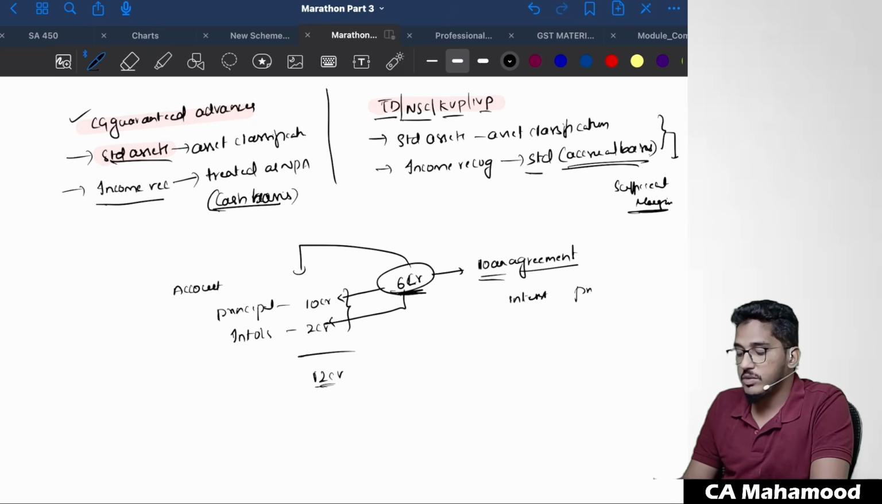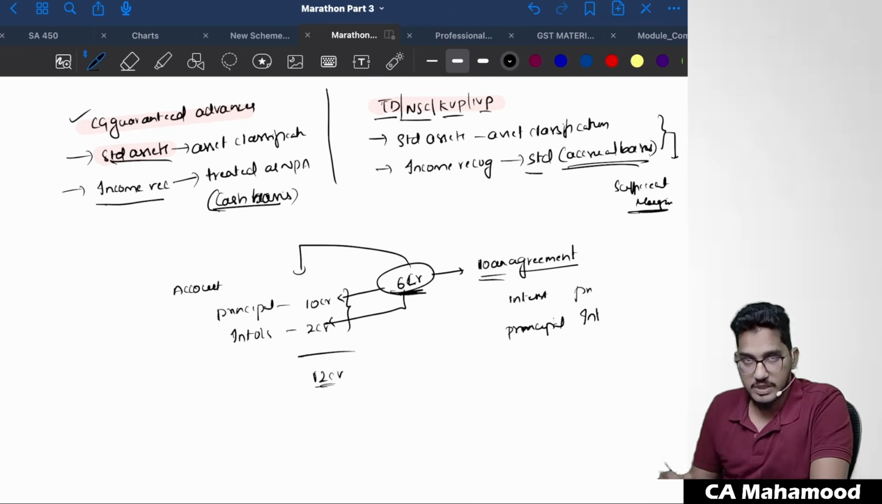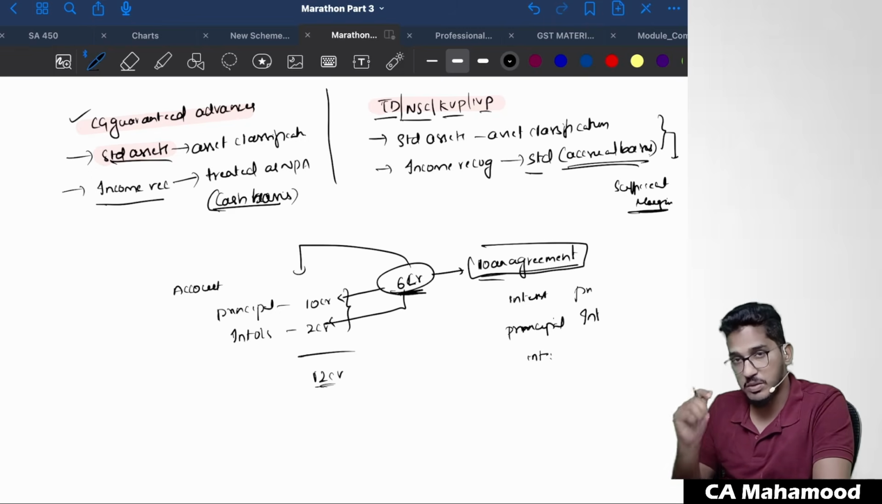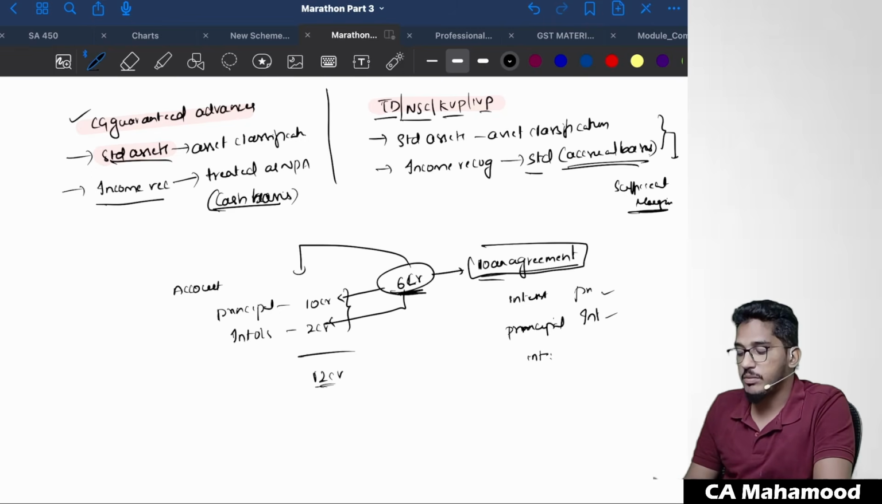In case the loan agreement says that if you are making partial recovery, first treat it as principal, and if anything is left out, then you treat it as interest recovery. Or if the loan agreement says you have to apportion it in some ratio, you have to consider that. So generally in the loan agreement there will be a clause talking about the treatment in case of partial recovery. We have to follow the requirements of that clause.